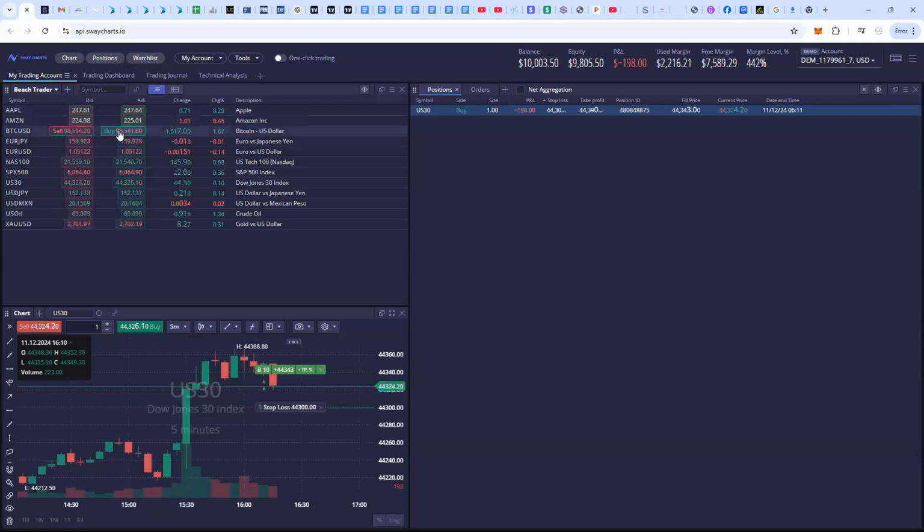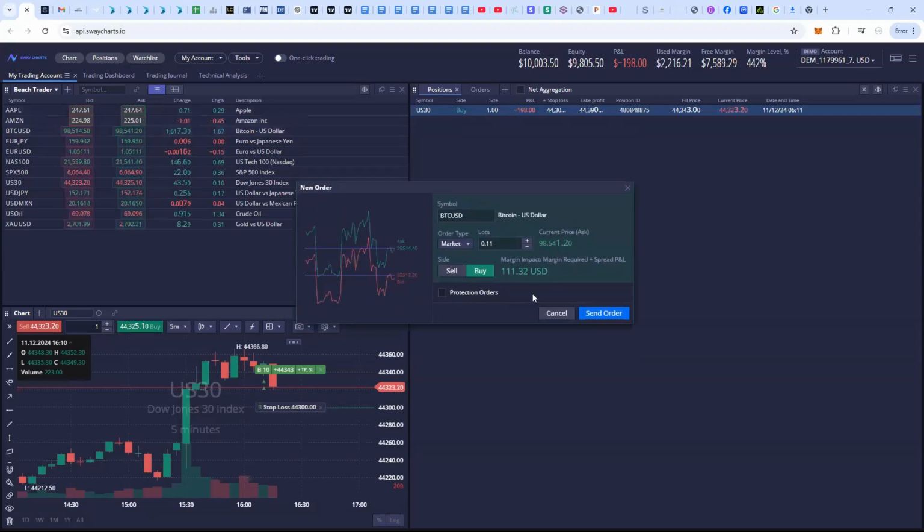Let's go to Bitcoin. Okay, and Bitcoin's at 98,000. Let's go ahead and buy it. It's been going up since last night. Bitcoin moves different, so the lots are gonna move way faster with Bitcoin. So we're gonna keep this at 0.1. We don't need to go to 1 because it's gonna move really fast. So let's get in this trade.